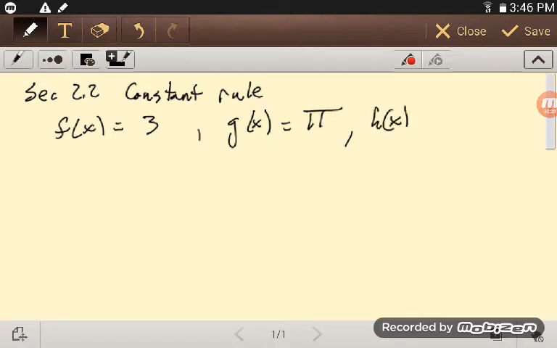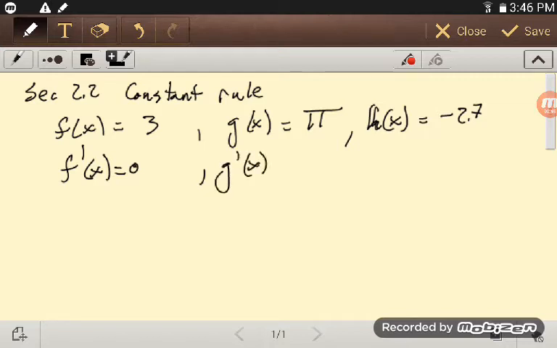H of x equals negative 2.7. Something like that. Then in all these cases, f prime of x is equal to 0. G prime of x is equal to 0. H prime of x is equal to 0. A constant, when you take its derivative, if that's all you're doing is taking the derivative of a constant, you always get 0.